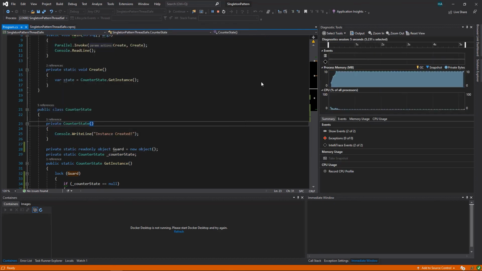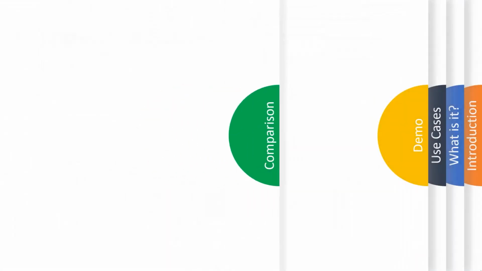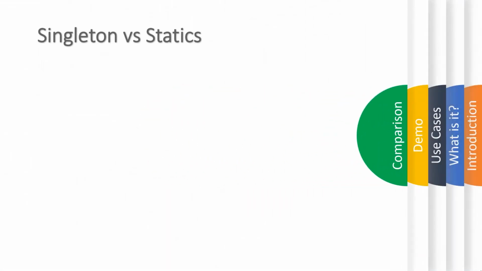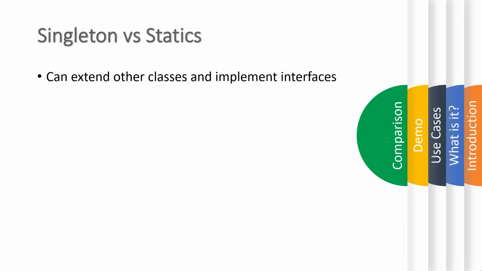Now it's time for a comparison. Why don't we just use statics? Isn't it simpler to just use statics? Maybe it is, but only sometimes, not always. Let's see when it is not. Singleton classes can extend other classes and implement interfaces. Meanwhile, if you have a static class, you cannot inherit any other classes or implement other interfaces.